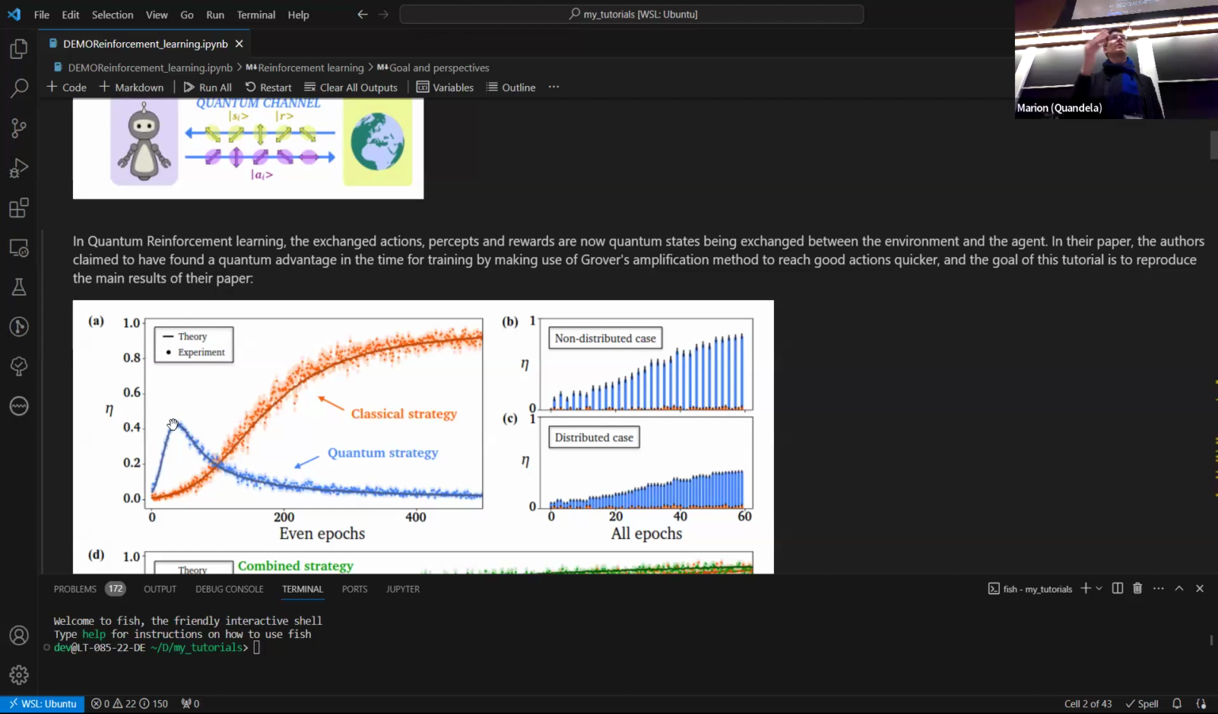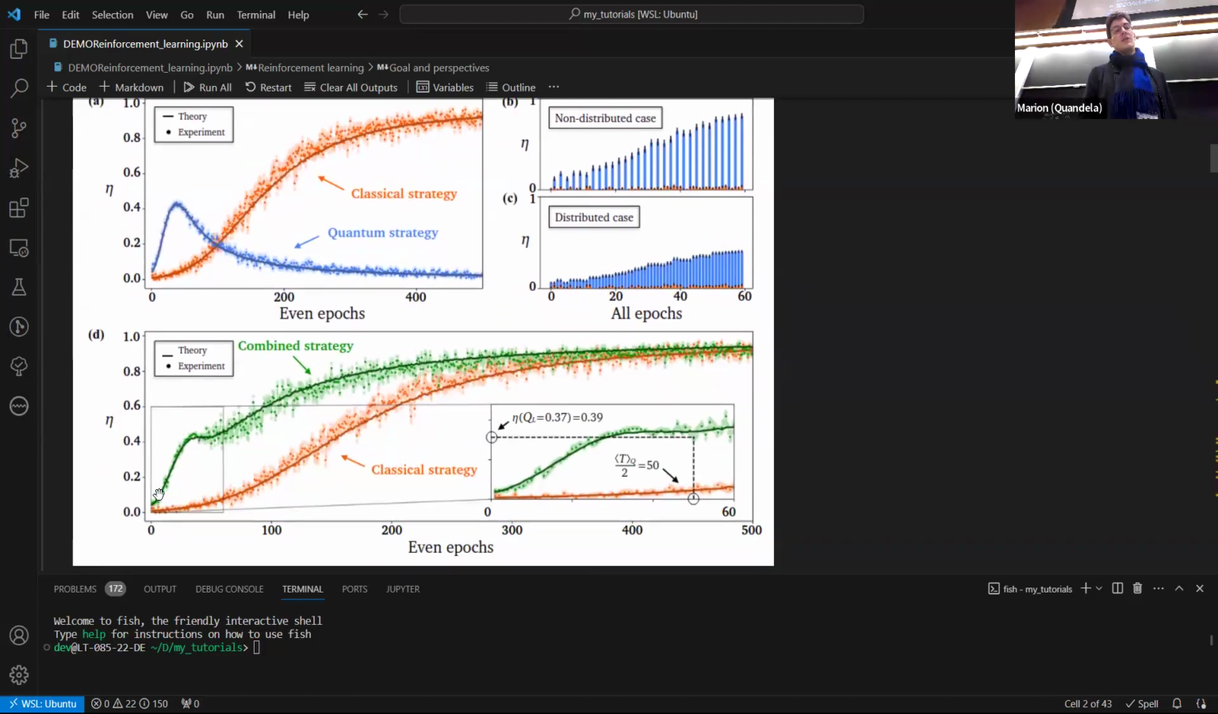If you think of Grover as some sort of reflecting your states to be closer to the target state, at some point you'll do so much more reflection that you're doing nonsense basically. So this is what happened here. And so basically the paper says, okay, let's do something a bit better. Let's combine both approaches and have a combined strategy, which starts quantumly. And then as soon as you start dropping or over-amplifying through Grover search, you switch to the classical strategy. And then you have a learning method that always outperforms a purely classical strategy. And so that's basically what we'll be trying to reproduce here.